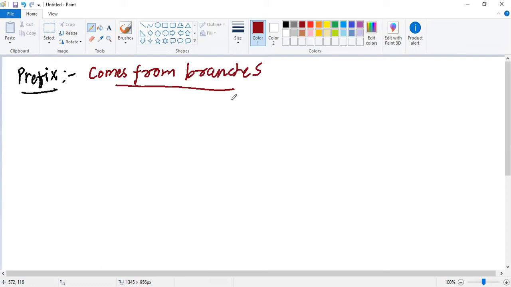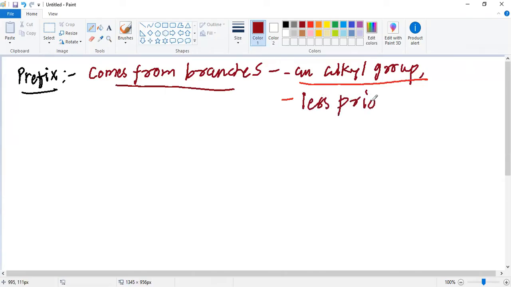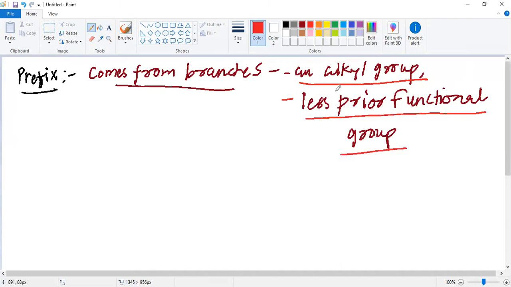Now, how do we understand these branches? These branches may be an alkyl group, or it may be a secondary or less prior functional group. So this is how, my dear student, we understand about all that. That it may be an alkyl group or it may be the less prior functional group. Now let us understand about all that, my dear student.